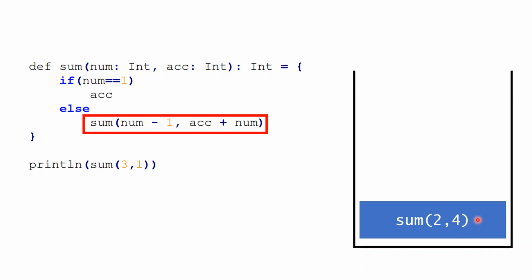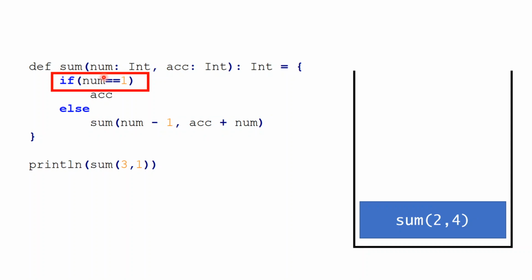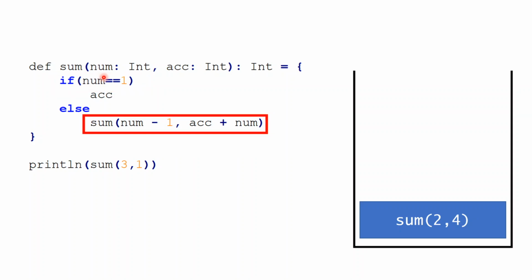So the residue value, instead of being outside, we just removed that residue value, and instead we are using an accumulator to pass the values to the function, right? So now again the call goes to the function and it checks if num is equal to 1, which is not the case. 2 is not equal to 1, so it comes to the else condition, and now what it has done is it has sent 1 and 6.